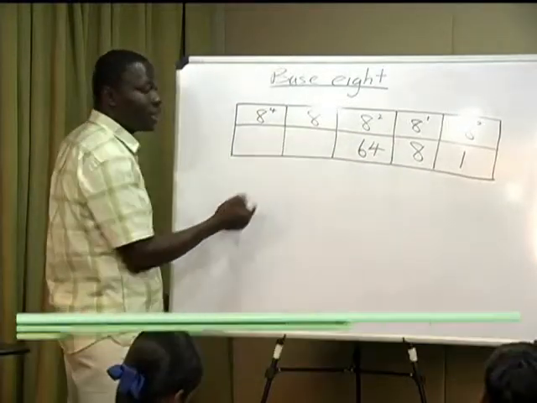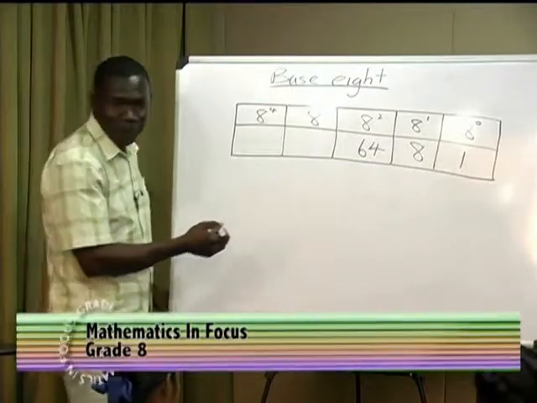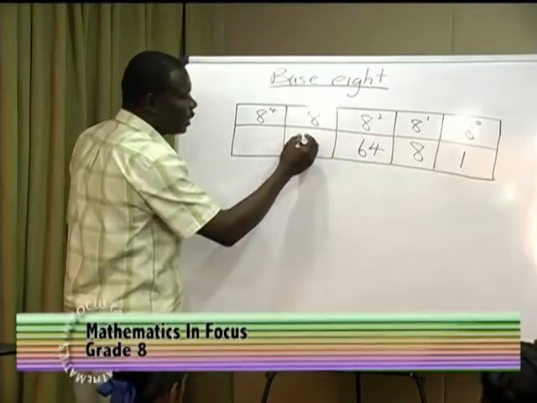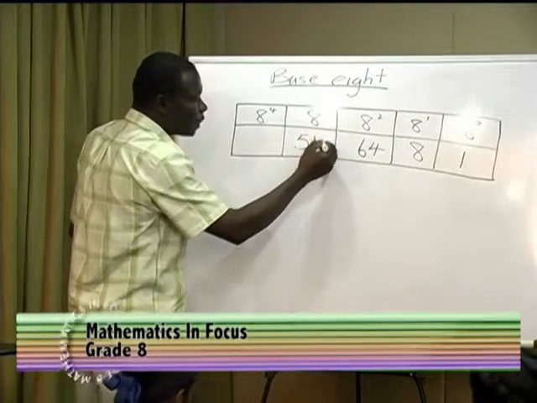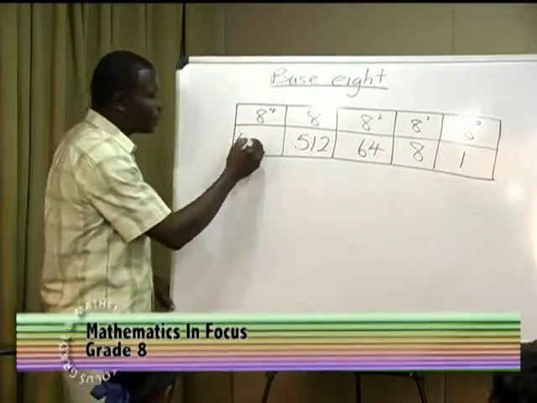Then 64 by 8. I know this is going to puzzle some people. 64 by 8, I say it is 512. And 512 by 8 is?